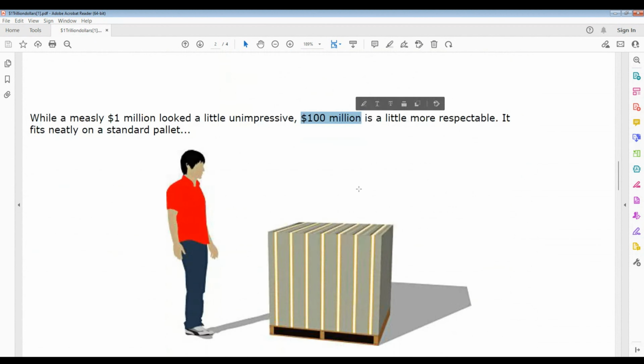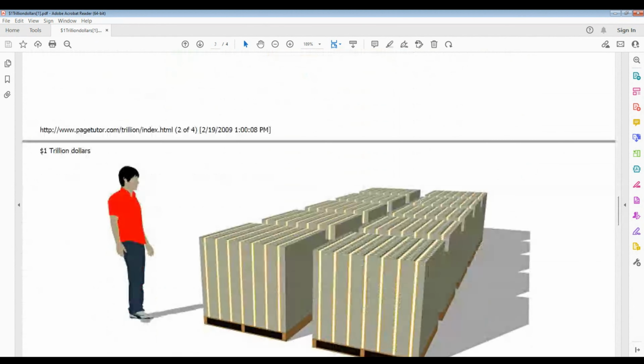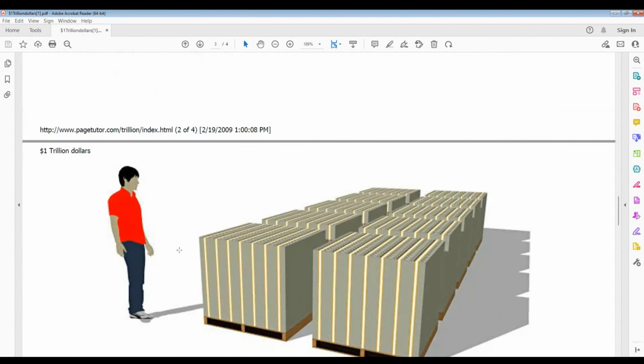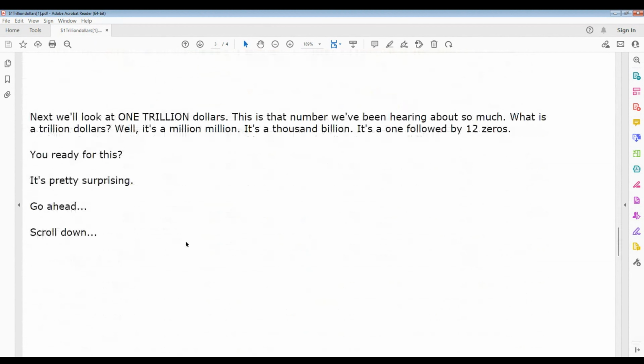$100 million looks like a little pallet. Now here's $1 billion. So there's basically 8 pallets here. That represents $1 billion. And then let's look at $1 trillion. What does $1 trillion look like?